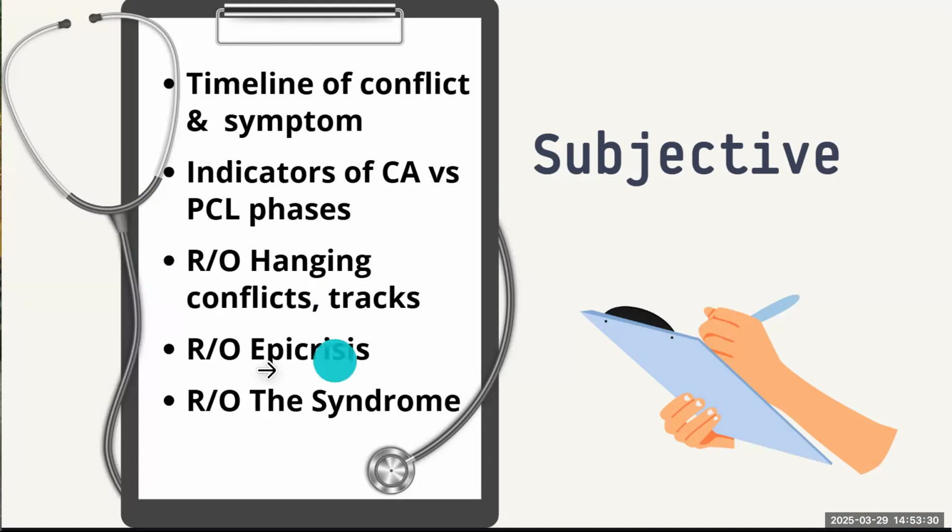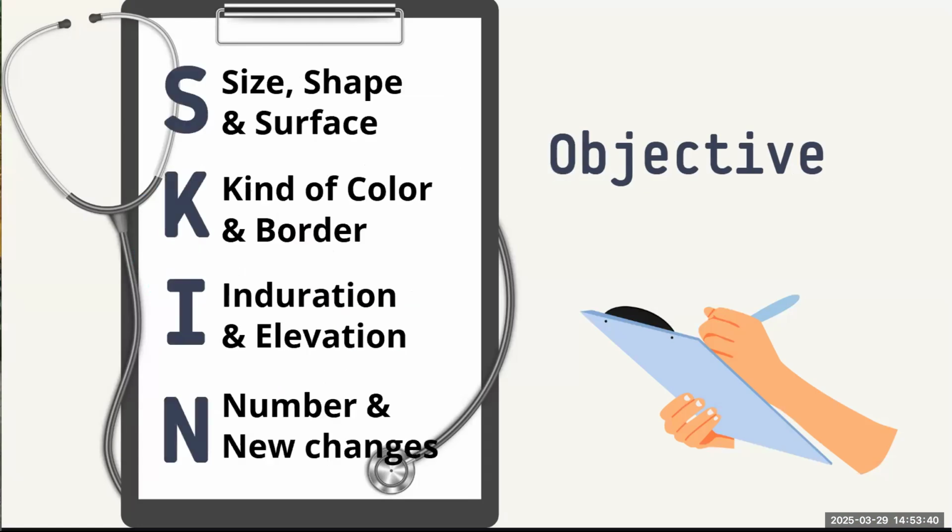Just to make the case easy, does she have any epicrisis happening? No. Do I have the syndrome? Do I have all those 4 conflicts under the syndrome? No. I could ask about a rash. Do you have a rash anywhere? Any swelling anywhere? None.